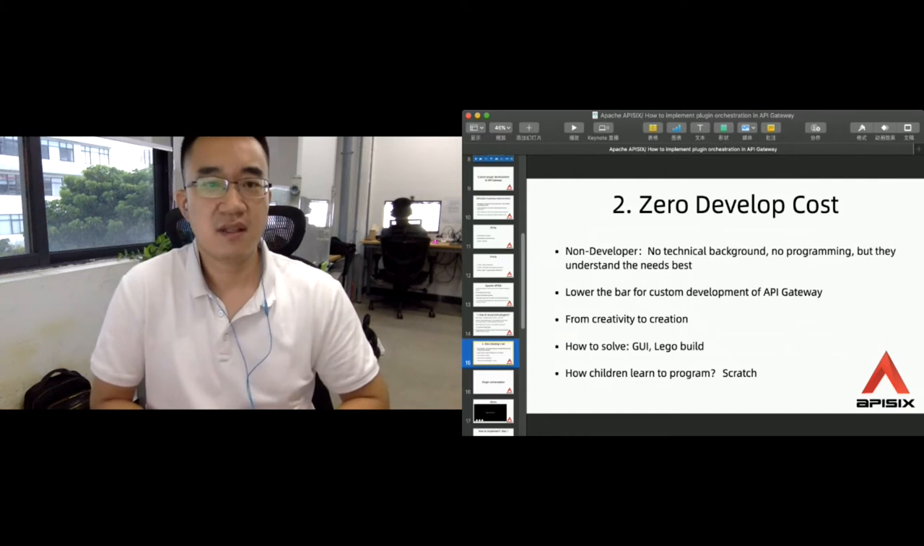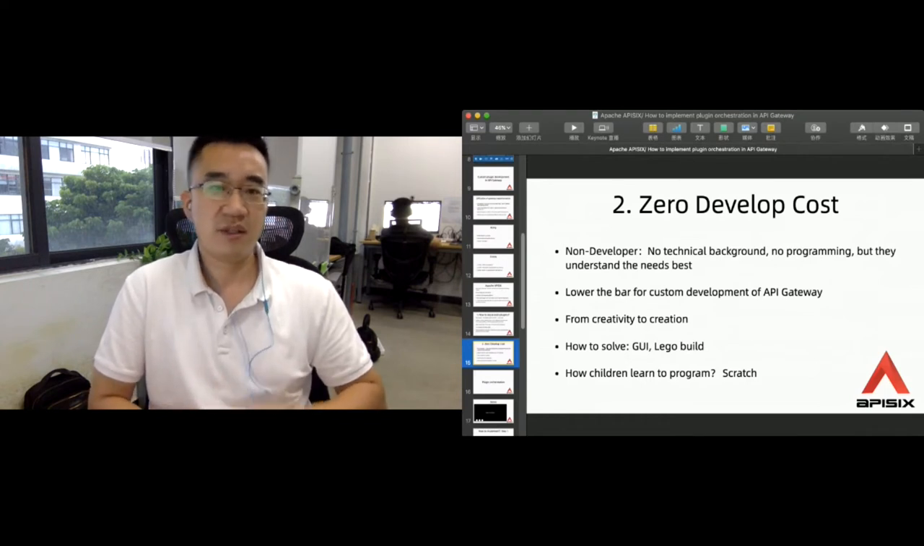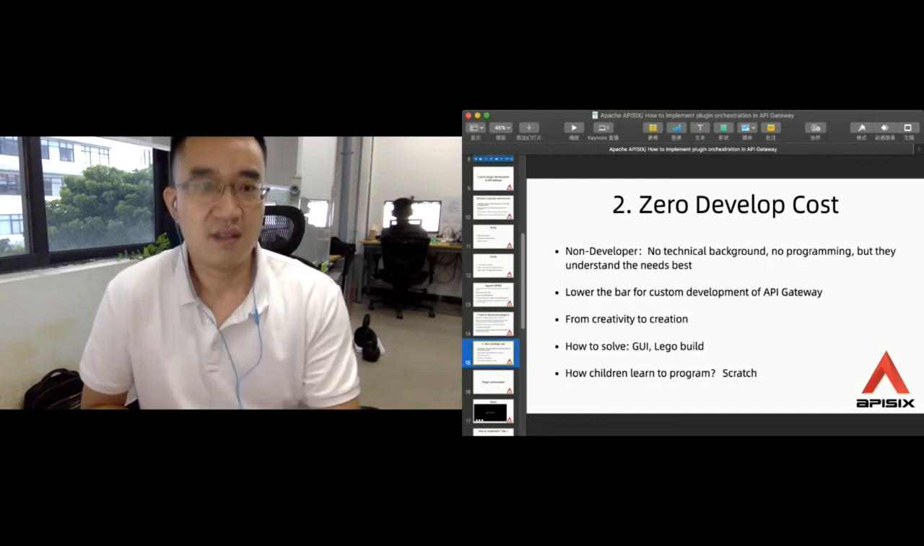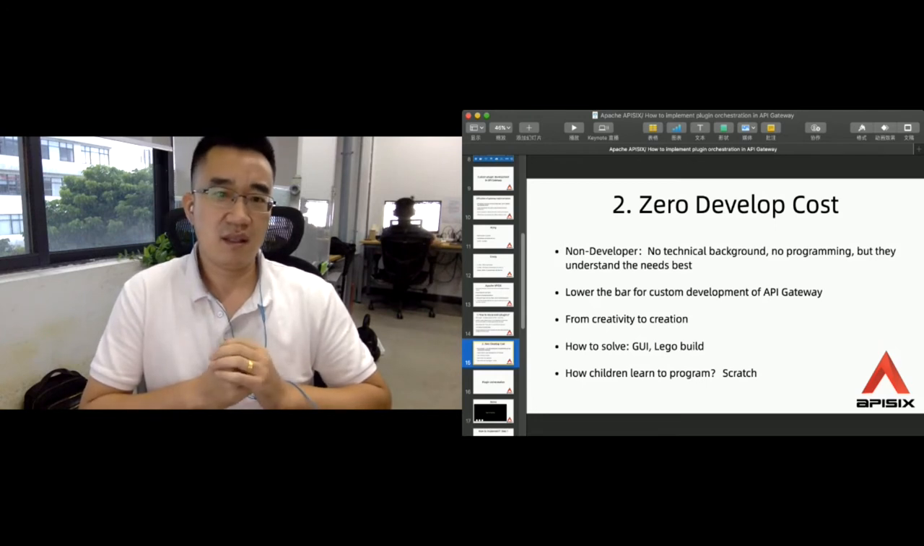At the same time, this will lower the bar for API Gateway development and allow more and more people to contribute to API Gateway. If we use a slogan, it would be: from creativity to creation. We can not only write our own ideas into documentation for developers, but also directly create a new plugin. This sounds like a good idea, but can we really realize it?